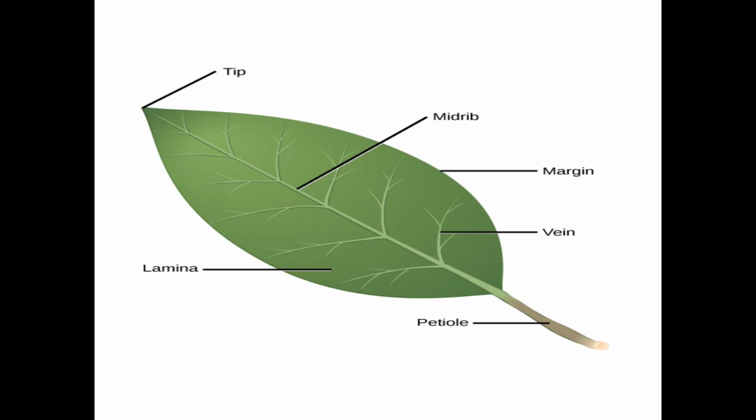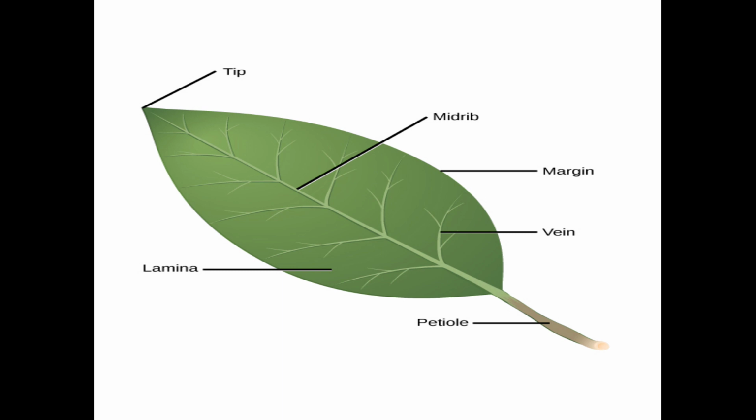Now we will discuss the leaf. This is a basic structure of a leaf. Here you can see some labelings. The stalk which connects the leaf to the stem is called the petiole. And the flattened part of the leaf is called the lamina. So it has two main parts. One is the petiole, another one is the lamina.